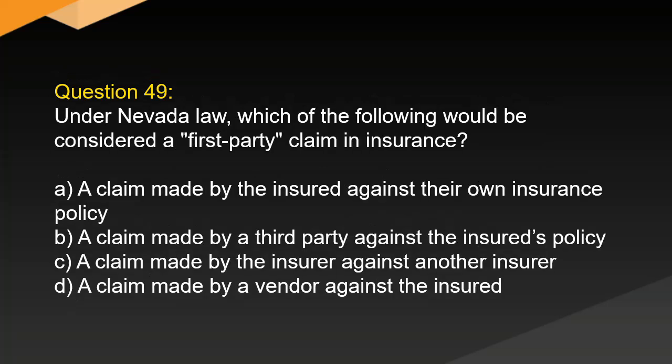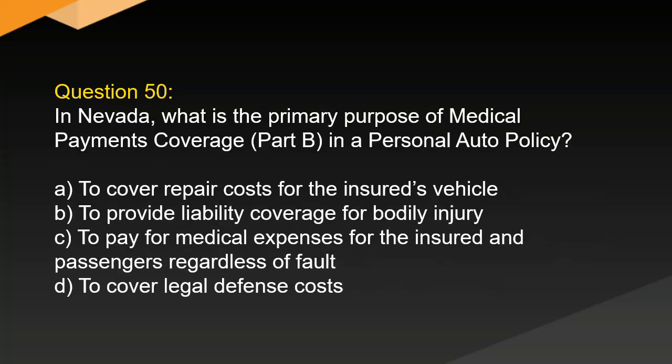Question 49. Under Nevada law, which of the following would be considered a first-party claim in insurance? A. A claim made by the insured against their own insurance policy. B. A claim made by a third party against the insured's policy. C. A claim made by the insurer against another insurer. D. A claim made by a vendor against the insured.